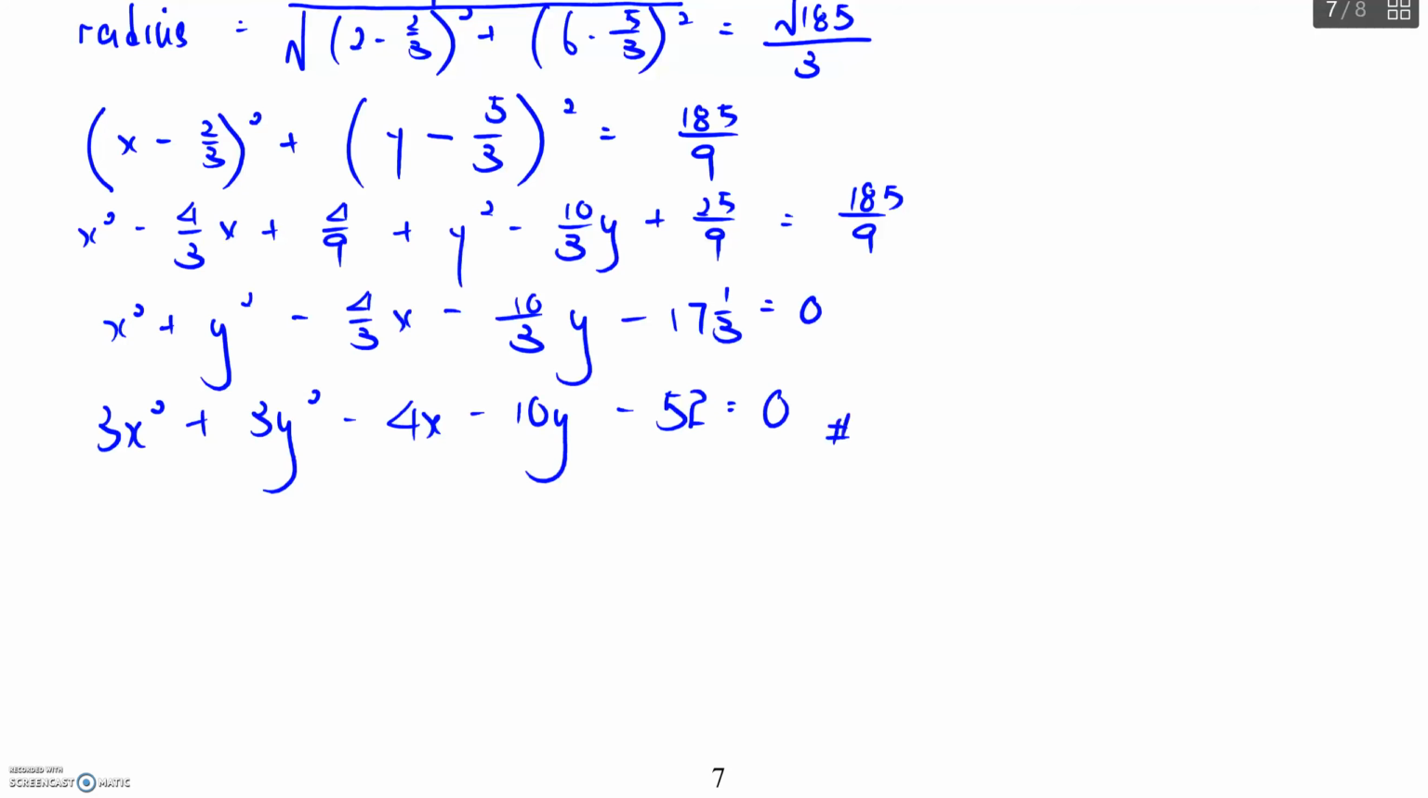Make an effort to understand this concept in finding equation of a circle before you are able to do those questions on page 8.